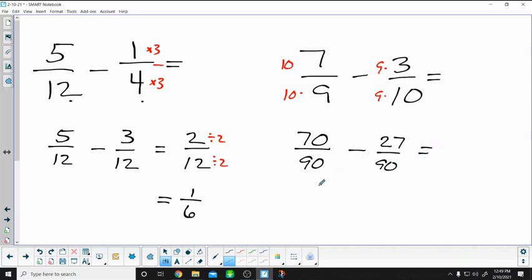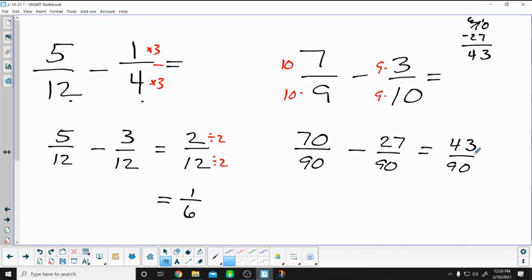So I got 70 minus 27. Well, I need to do that work up here. 70 minus 27, because there's some borrowing I need. So I borrow here, make that a 10. 10 minus 7 is 3. 6 minus 2 is 4. So it's a 43. So I have 43 over 90.